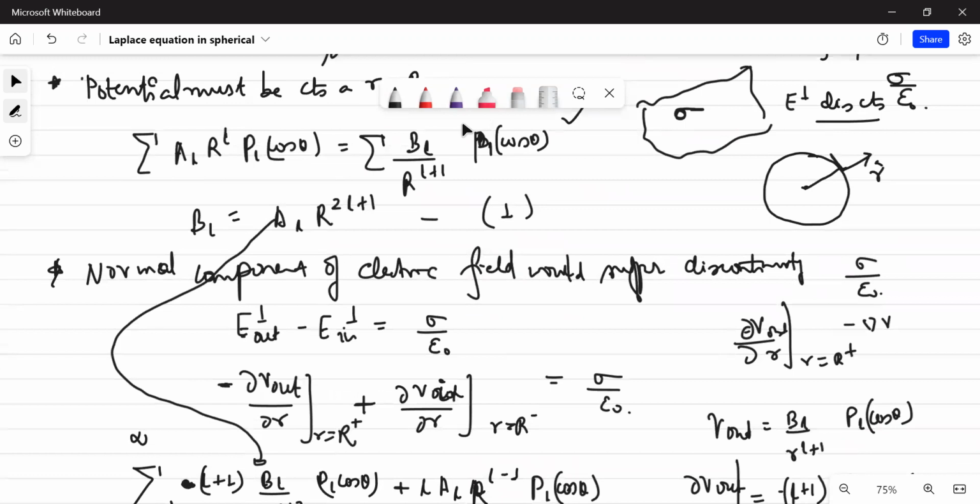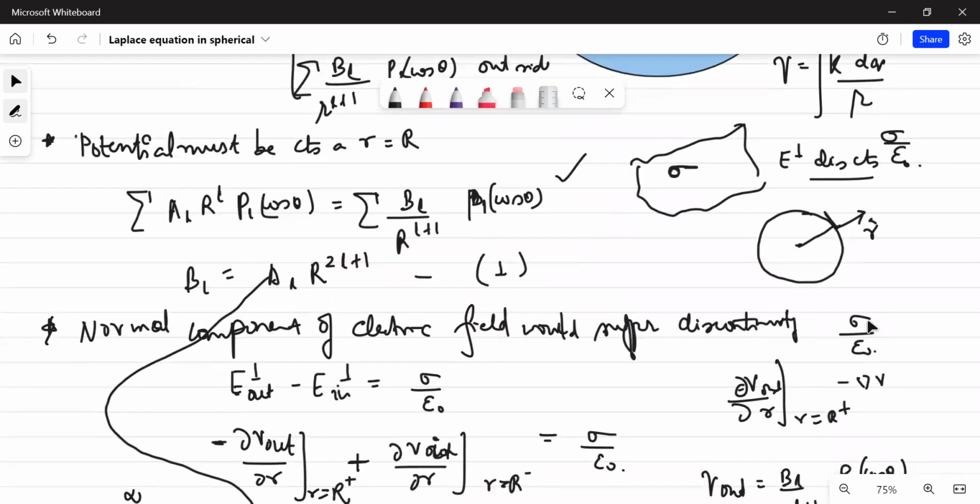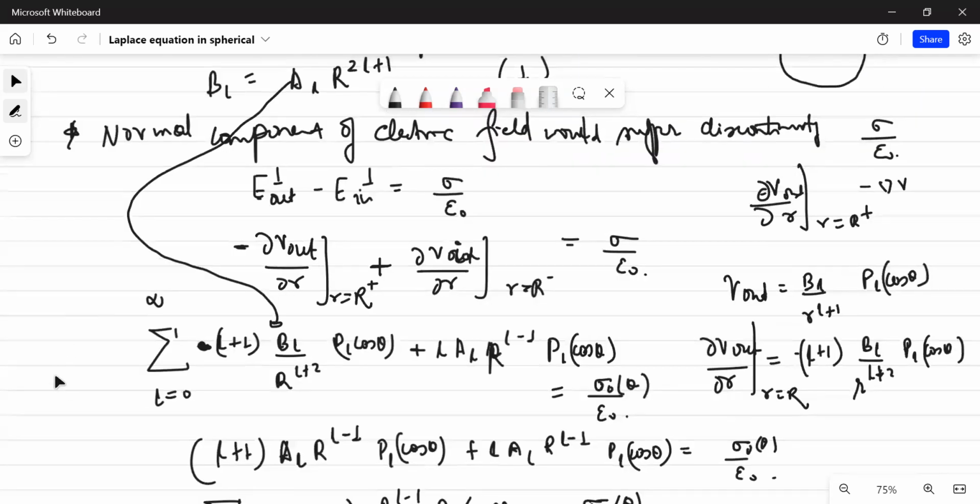It exploits two of the boundary conditions. One, that potential must remain continuous at the boundary, and another, that the normal component of the electric field over the conducting surface suffers a discontinuity of sigma upon epsilon naught, because a conductor contains the charges on the surface only. So therefore, it suffers a discontinuity. This is something that I told you also with the example of the electric field for a conducting shell. Electric field inside is 0, electric field outside is kq upon r square, and I calculated this kind of discontinuity using an example. Okay, is that clear?